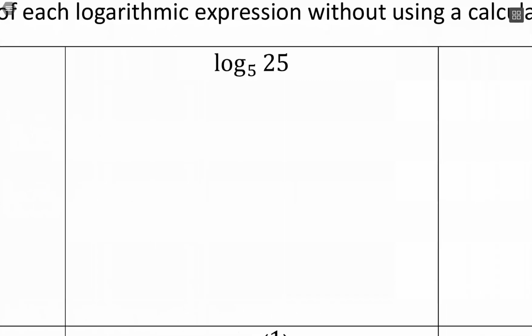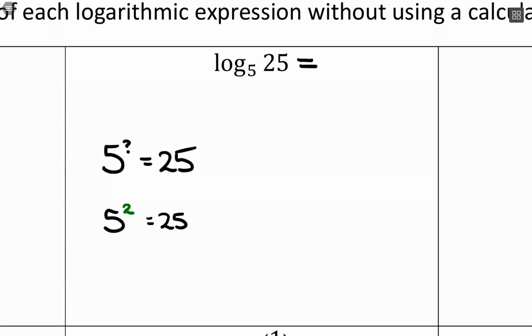Here, it's the equivalent of 5 to what exponent would give me 25. So again, I'm taking the base, I don't know the exponent, but I know the outcome. I know what the value should be. And what I would need is an exponent of 2 to get 25 out. So with that, this logarithm would equal 2.